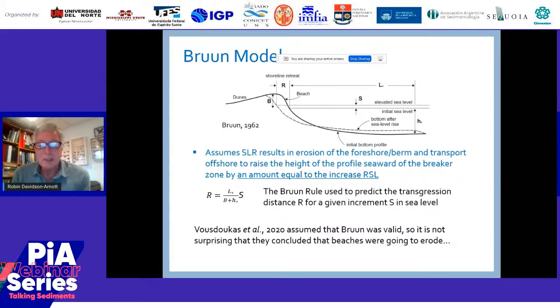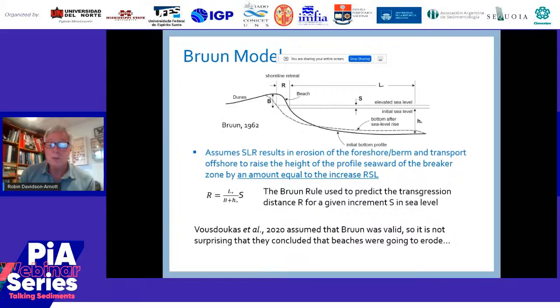There's also a second part of this, and that is the Bruun rule. This is the simple equation that Bruun used to predict the transgression distance. That is a distance r, shown on the top diagram, that the shoreline will retreat for a given increment in sea level. This general equation essentially says the distance is equal to the slope, in this case of the beach and nearshore, and the increment s, which is the increment in sea level.